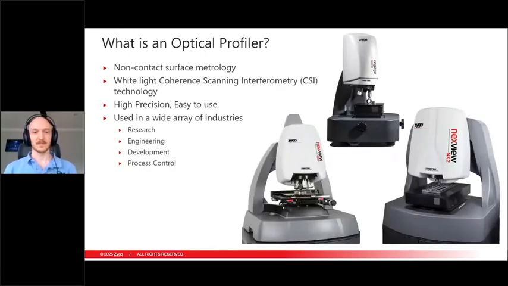So today, when we discuss data and we talk about defects, we're talking about data that was collected using an optical surface profiler. This is a non-contact metrology instrument that utilizes white light coherence scanning interferometry, or CSI. And these tools have applications in a really wide range of industries, from research and engineering settings to development in a lab, or even process control on a manufacturing floor.